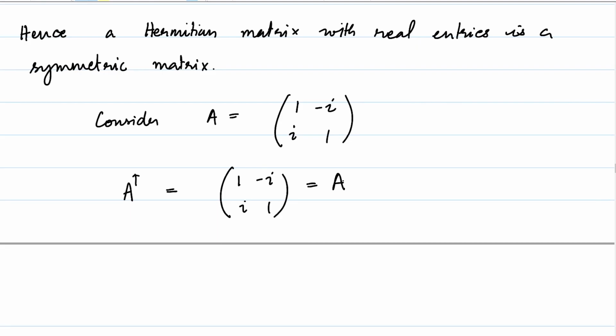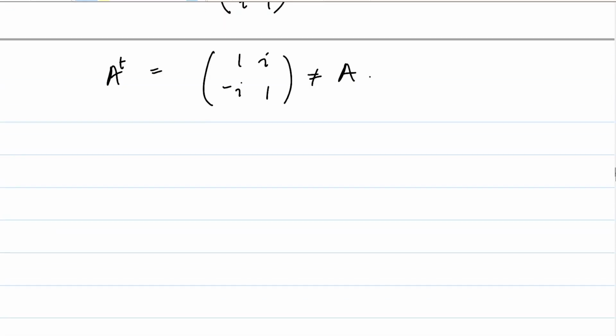But if you look at the transpose of A, the transpose is just going to be [[1, i], [-i, 1]], which is not equal to A. So this is a Hermitian matrix which is not symmetric. So the distinction of a Hermitian matrix and a symmetric matrix is quite stark in the case of matrices with complex entries. However, in the case of real entries, we just noted that a Hermitian matrix is certainly a symmetric matrix as well.